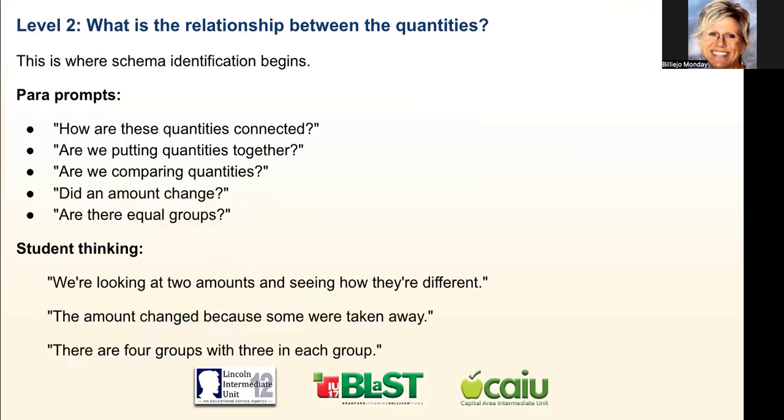At level two, this is really where we want those relationships to start to develop that they can see and connect with the quantities. This is where schema identification really begins. And that is where you as the support can be asking guiding questions such as, how are these quantities connected? Are we comparing? Did an amount change? Are there any equal groups? To help our students' thinking shift to: we're looking at two amounts and seeing how they're different. The amount changed because some were taken away. There are four groups with three in each group.